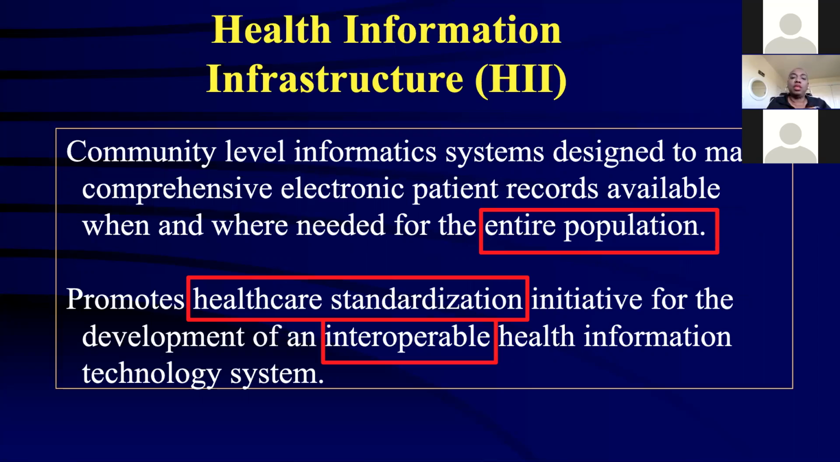So in terms of what's the HII? As this states here, it's a community level information system designed to make comprehensive, and that's a key word for you, okay? Comprehensive electronic patient records available when, where, right? And also the timing. So when and where and timing, and to the right persons. That's important. But it's about the population health, the population, the patients, the community. And you're living in a COVID-19 world.